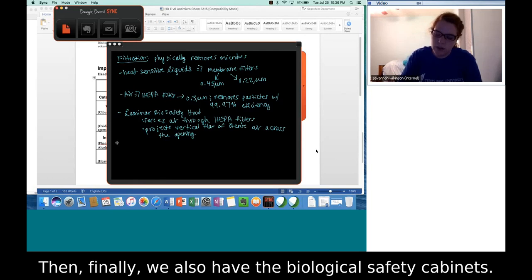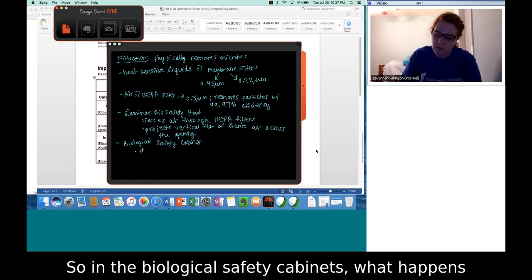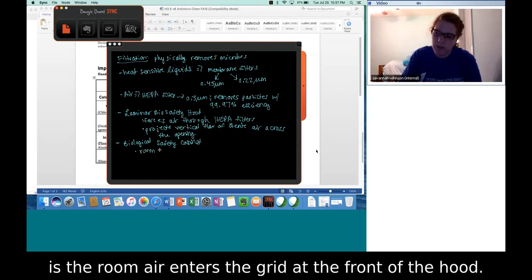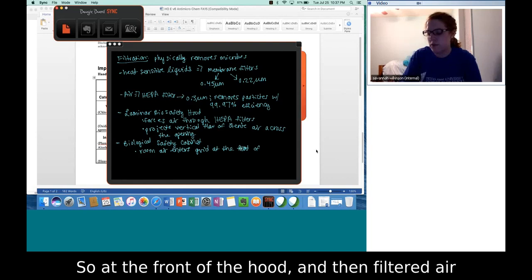Then finally, we also have the biological safety cabinet. So in the biological safety cabinet, what happens is the room air enters the grid at the front of the hood.